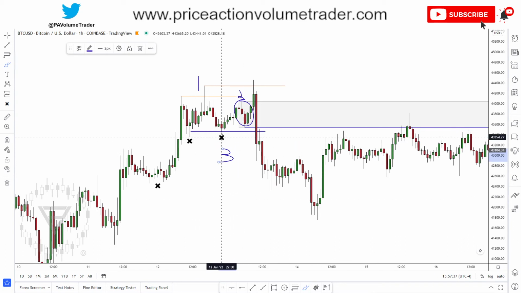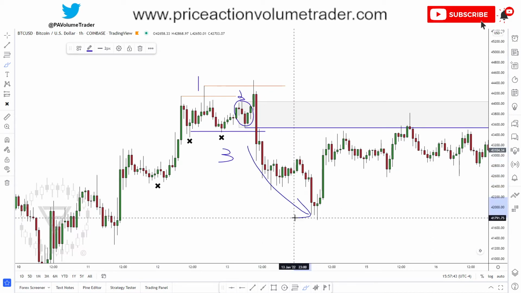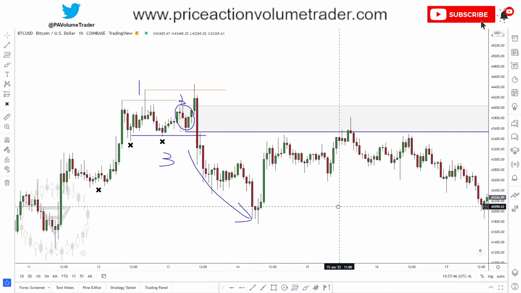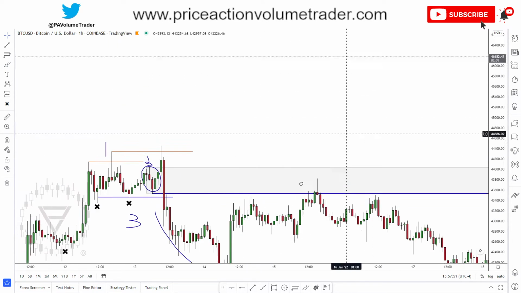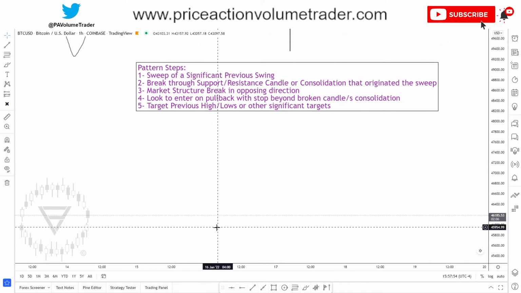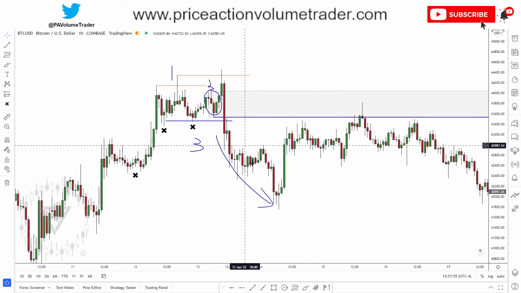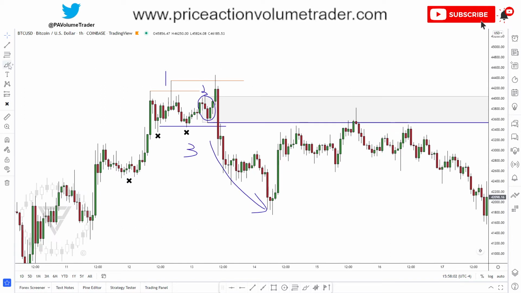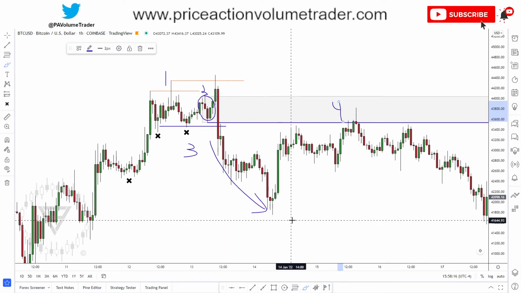Then we came down here, and now we have step 3. We broke market structure. All the swing lows that I have marked with an X have been broken on this movement down. Now we are on alert for our entry. Now we are looking for step number 4, which is a pullback. So in this case, we are now pulling back, and we come right over here. This is our 4th step. We come back right into the consolidation that led to the sweep, after the market structure break.